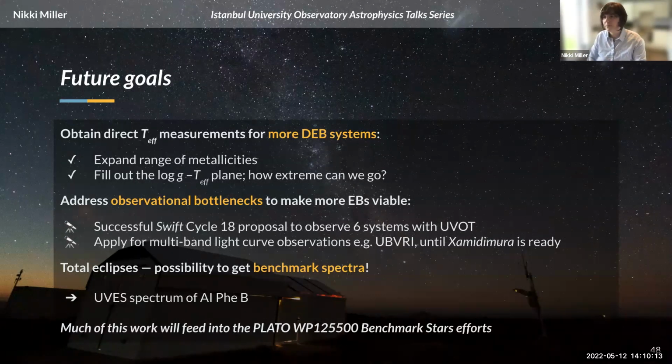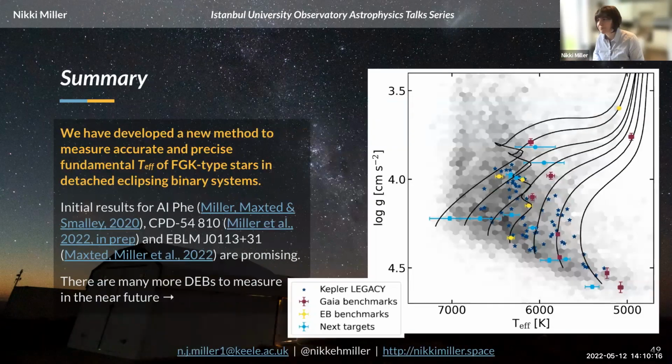So just to summarize, during my PhD, we've developed this new method that measures accurate and precise effective temperatures for FGK type stars. We've got some initial results for AIP, CPD, which is hopefully going to be submitted very soon, and this EBLM system. And we've got loads more binaries to look at in the future. So I've put on the ones that we just got Swift time for. So these stars, hopefully, I'll be able to analyze in the next couple of years.